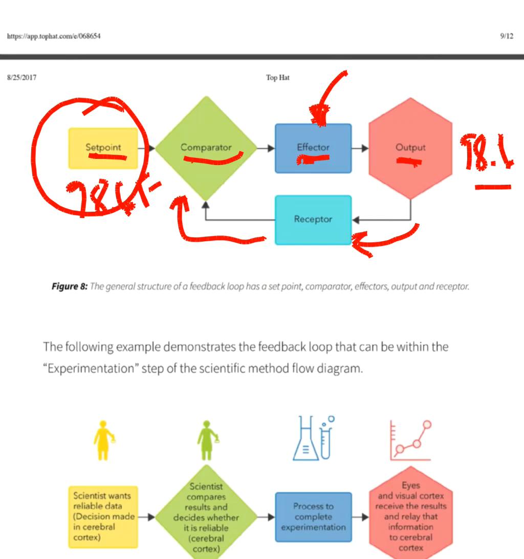Well, let's make it interesting. 98.0. So it's a little bit cooler. So the comparator is going to say, we've got to be at 98.6. So the comparator is going to have the effectors continue to work so that this temperature will rise. If the comparator has the effector continue to work, it's a positive feedback. Let's stop for a minute. 98.6 is what we wanted, what the set point was going to be. The output was 98. The receptors say 98. The comparator says, wait a minute, we've got to be at 98.6. So it'll cause the effectors here to continue to work till it gets to 98.6.